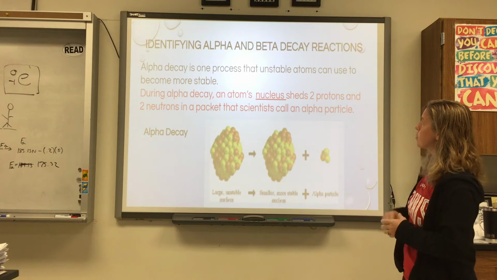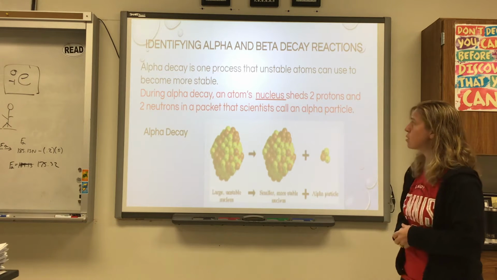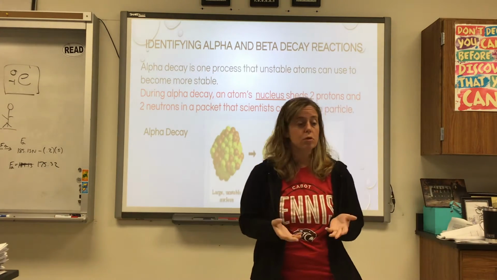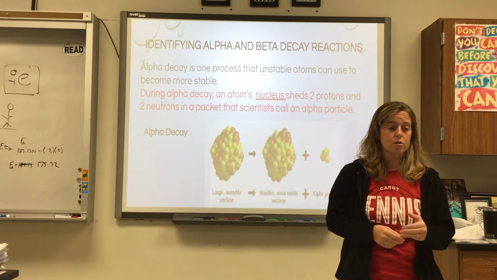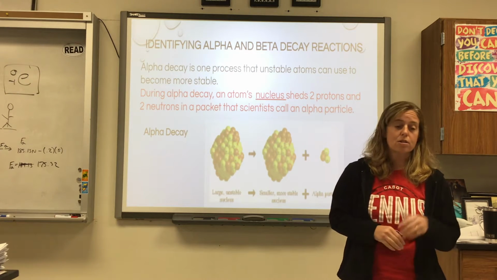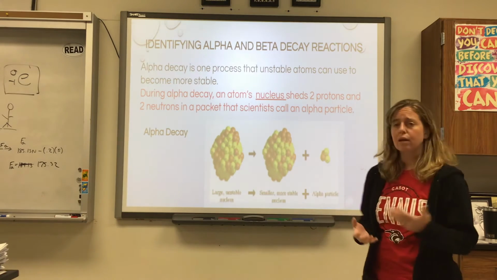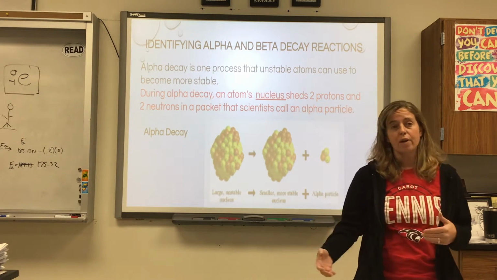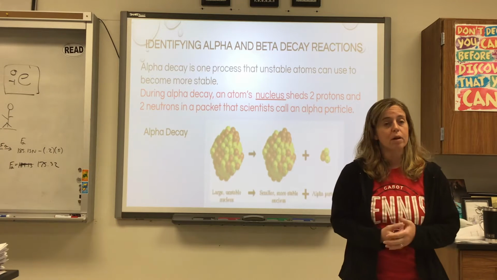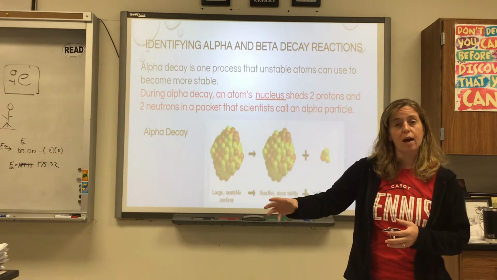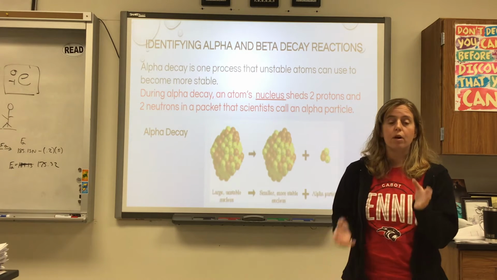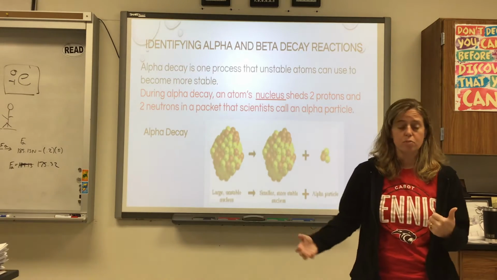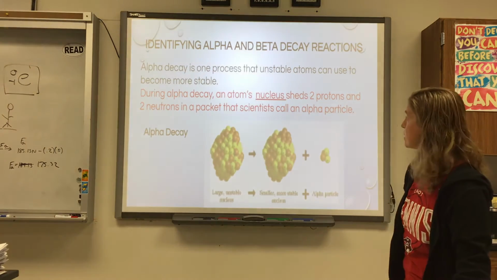So alpha decay is one of the processes that unstable atoms can use to become more stable. During alpha decay, an atom's nucleus sheds 2 protons and 2 neutrons in a packet that scientists call an alpha particle. It's kind of like a snake shedding its skin, right? So it's going to shed off an alpha particle, and then you have the byproduct of the element that's left over after subtracting that off, okay? And that's an alpha decay.